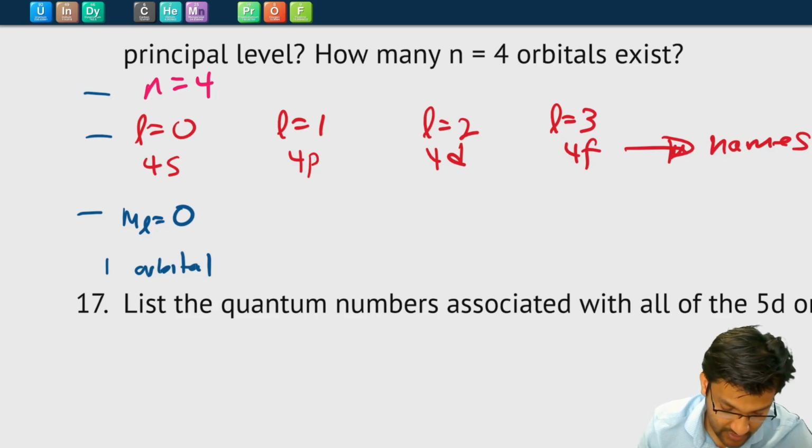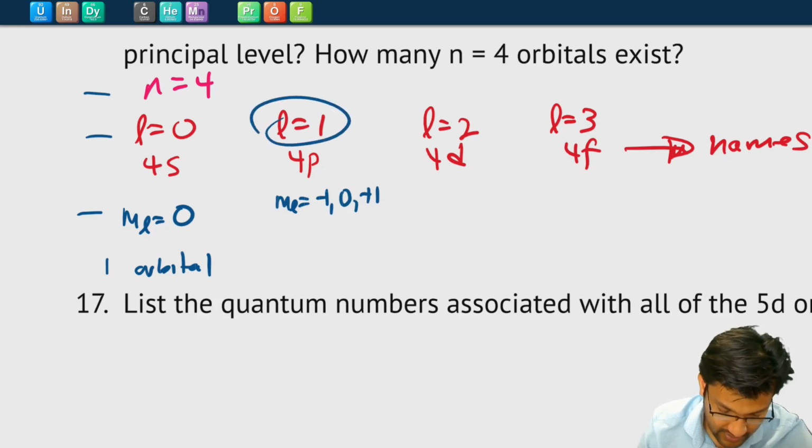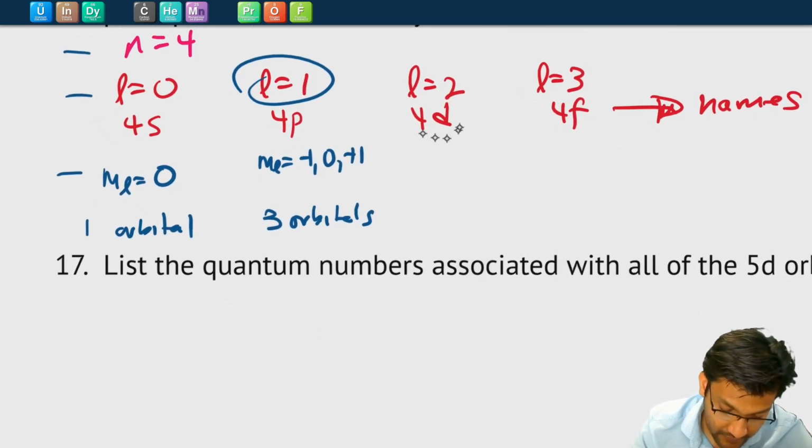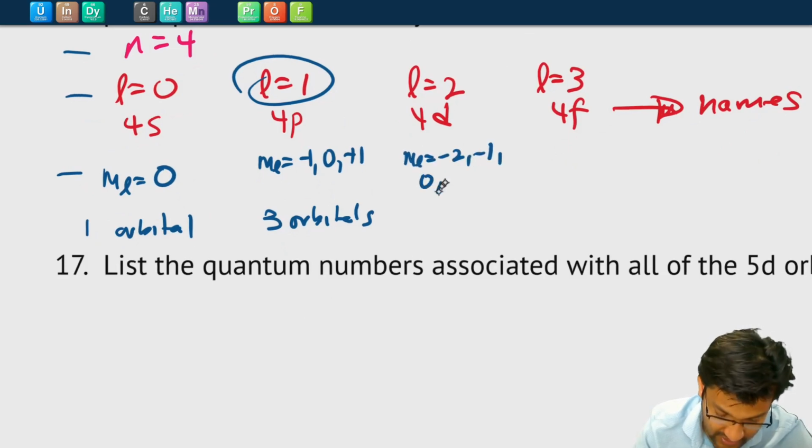Let's see for this one. ML could be -1, 0, or +1, right? Because L is equal to 1. So this here will have 3 orbitals for the L equals 1, for the 4p subshell. For the 4d subshell, ML could be -2, -1, 0, +1, +2. So that's 1, 2, 3, 4, 5. This is 5 orbitals.